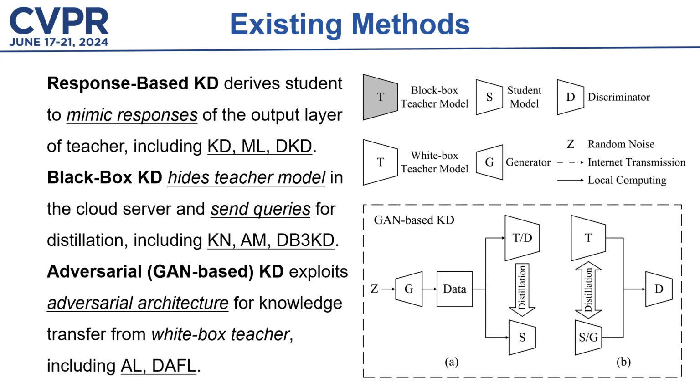Existing methods to overcome these challenges fall into three categories. Response-based KD drives the student to mimic responses of the teacher. Black box KD hides the teacher in cloud servers and sends queries for distillation. Adversarial KD exploits adversarial architecture for knowledge transfer from a white-box teacher. Adversarial KD, also known as GAN-based KD, integrates the teacher-student architecture into generative adversarial training, utilizing the discriminator's gradients to align the output distributions of the student and teacher.